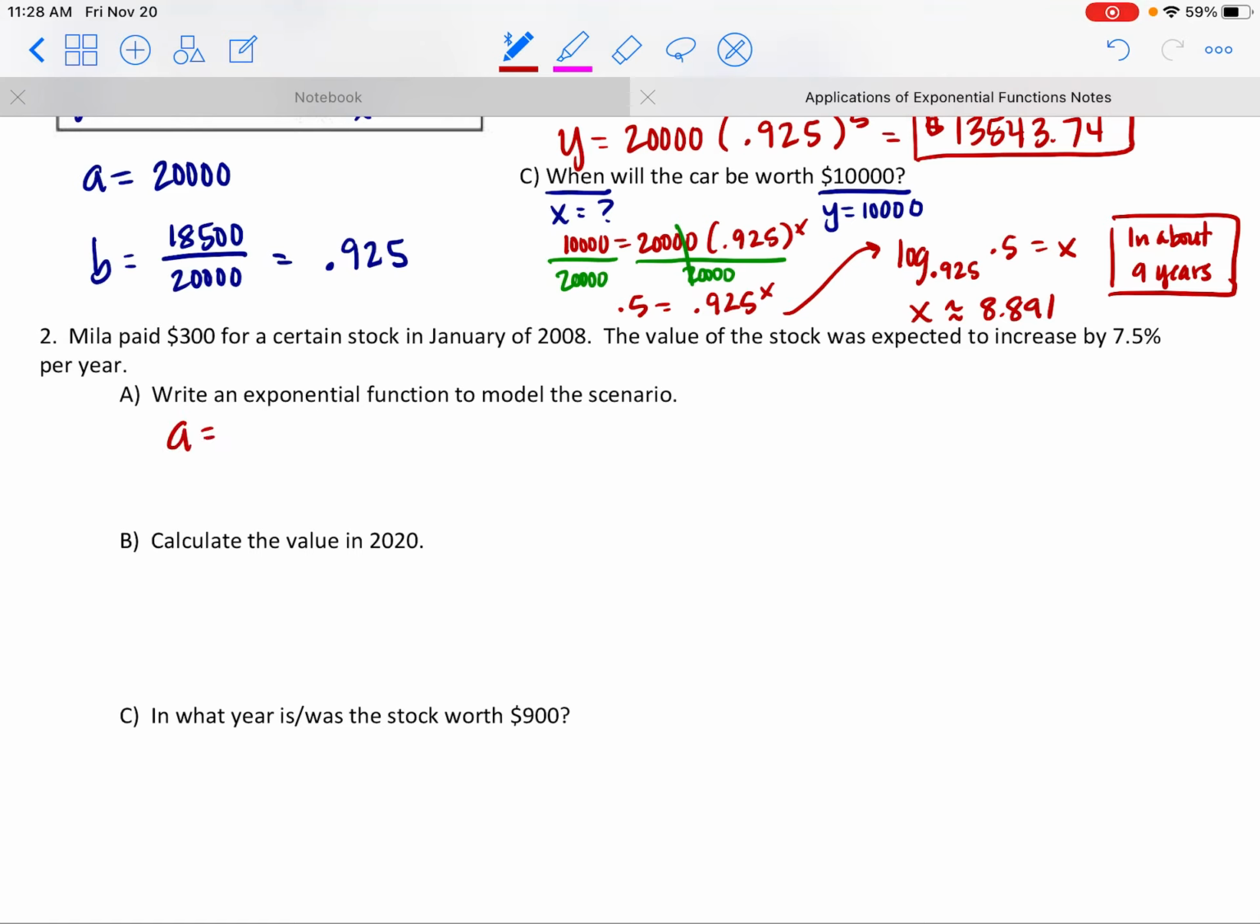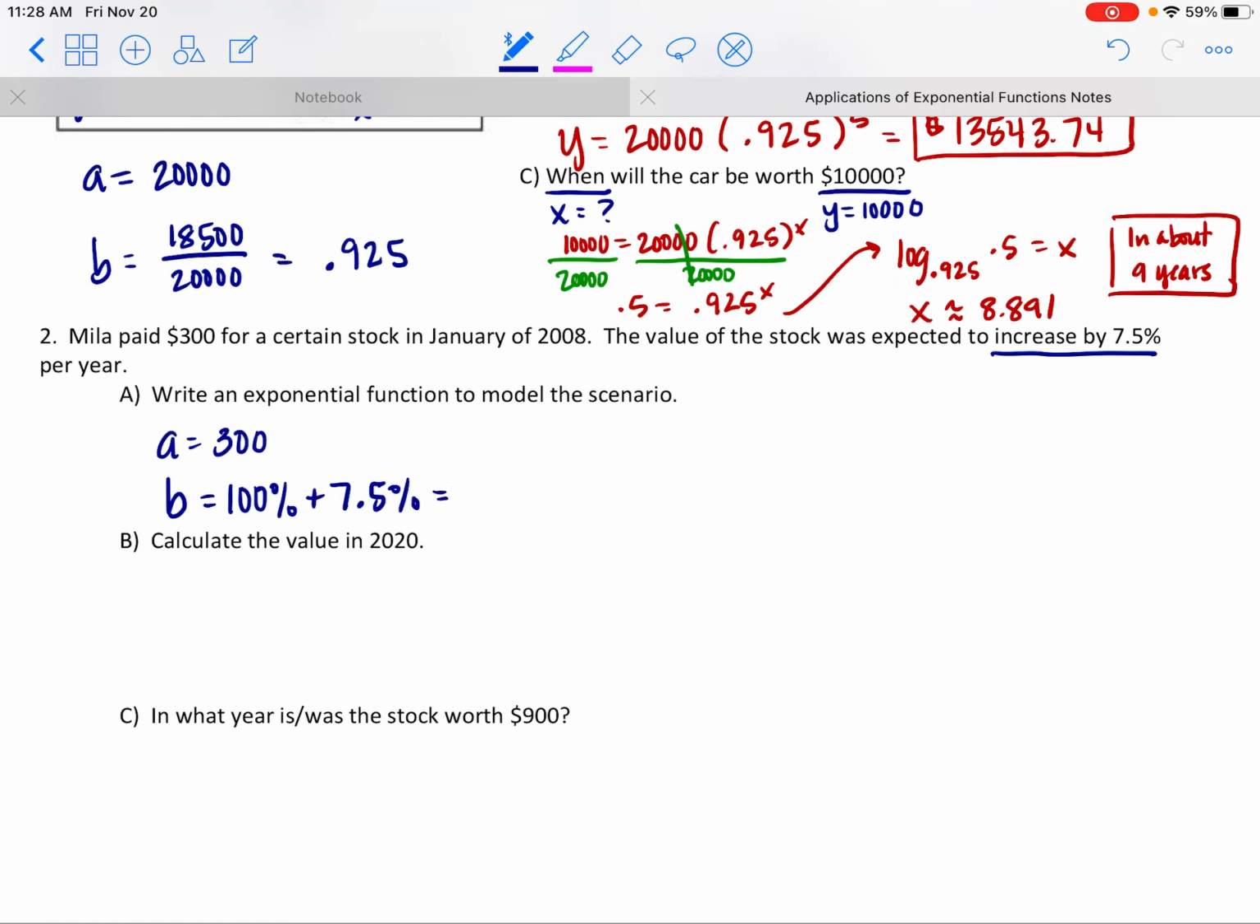So A is our starting value, starting point, and this one has a starting value of 300, and so A has to be 300 for this particular model. Now this one, to find B, I don't know the value of the stock in the very next consecutive year, so I can't divide values to figure it out. But this one's even easier. It's telling me to increase by 7.5%. So remember, we always start out at 100% of our value. If we're going to increase by a percentage, we're going to add that percentage to 100. If we're going to decrease by a percentage, we're going to subtract that percentage from 100.